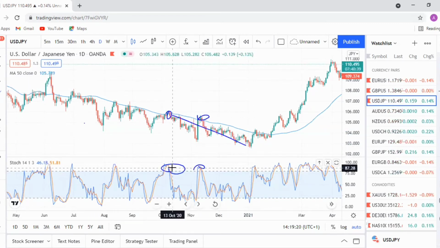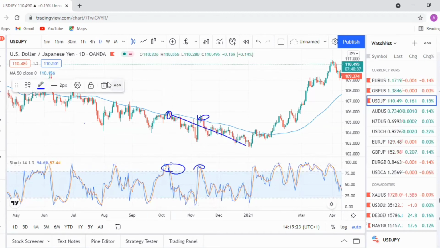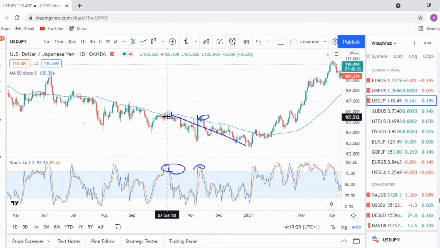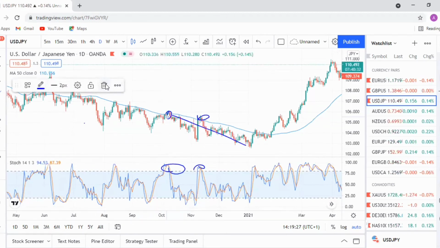Hope that makes sense. So this is the best approach you can use when it comes to combining your indicators, or how to use your indicators properly.